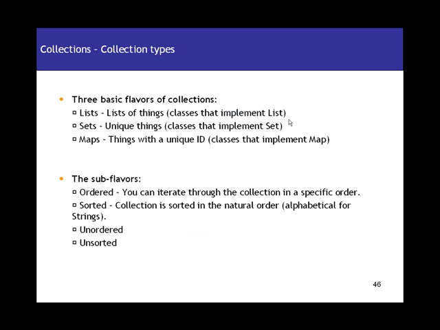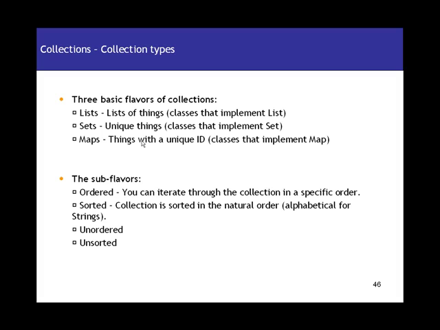Okay, so as we've already seen, we have the 3 basic flavors of collections: lists, sets, and maps. So lists are nothing but lists of things. As we've seen in the earlier example, we have a student class, a student object with student name, roll number, and certain other attributes. So we can store a list of student objects in a list collection type, right? Similarly, sets are nothing but unique things. So sets are again nothing but lists of things, but these are lists of unique things.